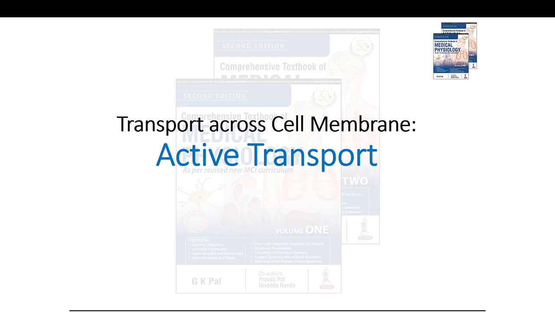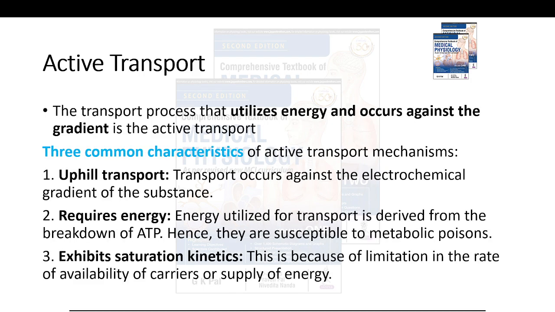The topic today I am going to discuss is the transport across the cell membrane. In this topic, today I am going to explain about active transport. Active transport means that whatever solutes are present in and out of the cell membrane, the transport process that utilizes energy and occurs against the gradient is active transport.